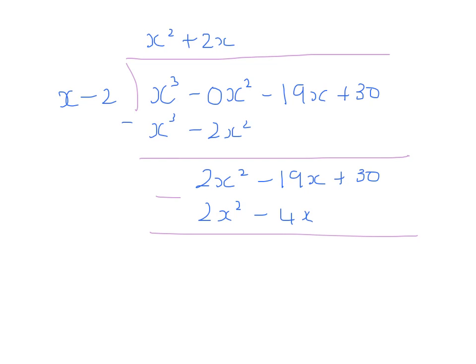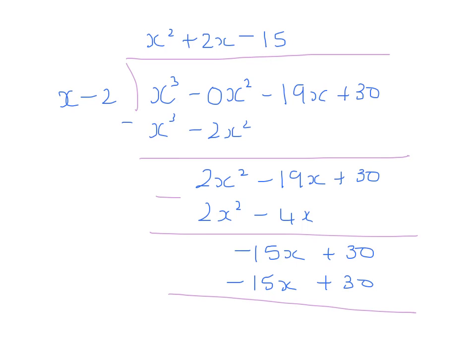Minus 19x minus 4x, so it becomes minus 19x plus 4x will be minus 15x. Bring down the 30. Minus 15x divided by x is minus 15. So that becomes minus 15x plus 30. We subtract that. Minus 15x minus 15x is 0. 30 minus 30 is also 0.